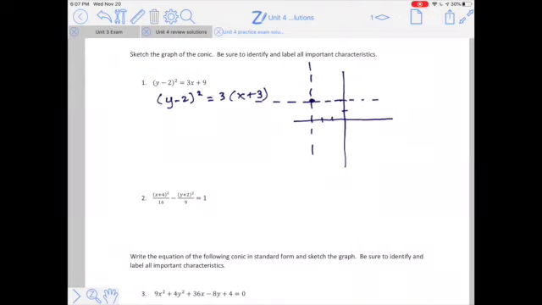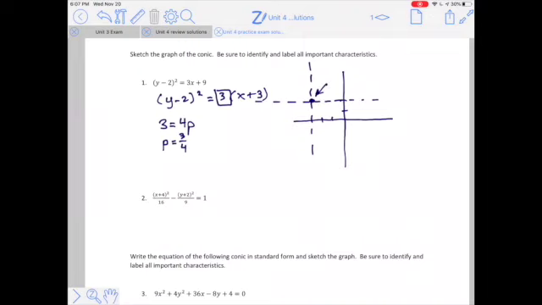And the other reason for factoring that right side is that this 3 is that coefficient that you make equal to 4p. So remind me, what is this going to help you find? Focus. Yep, this is going to help you find the focus. So if we solve for p, divide by 4. P equals 3/4. So we know it's 3/4 of a unit away from the vertex, which is right here.